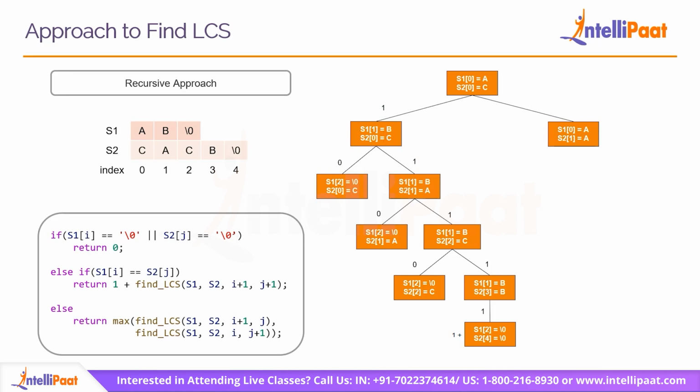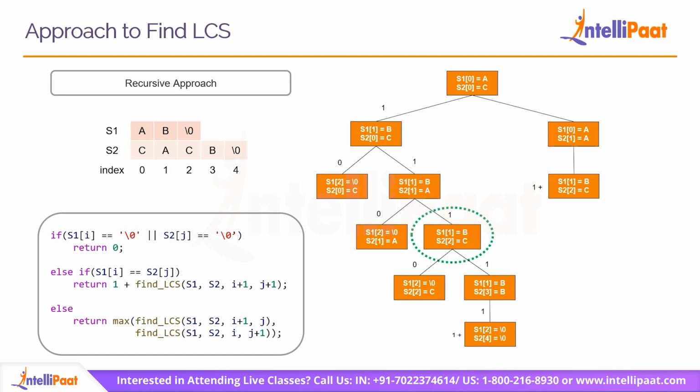Now when we are completely done with the left side, let's move on to the right side. Here we have got a match. So we will recursively call the function incrementing i and j by 1 and add 1 to the result. Now we have S1 of 1, which is B, and S2 of 2, which is C. Doesn't it look similar to the call we saw while executing the left side?